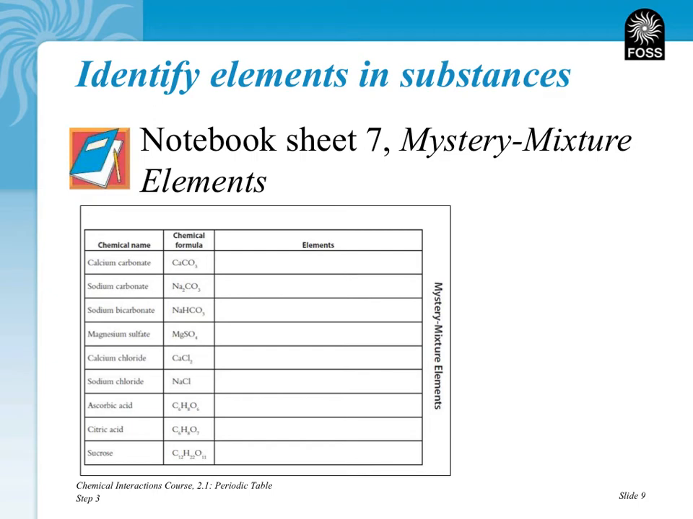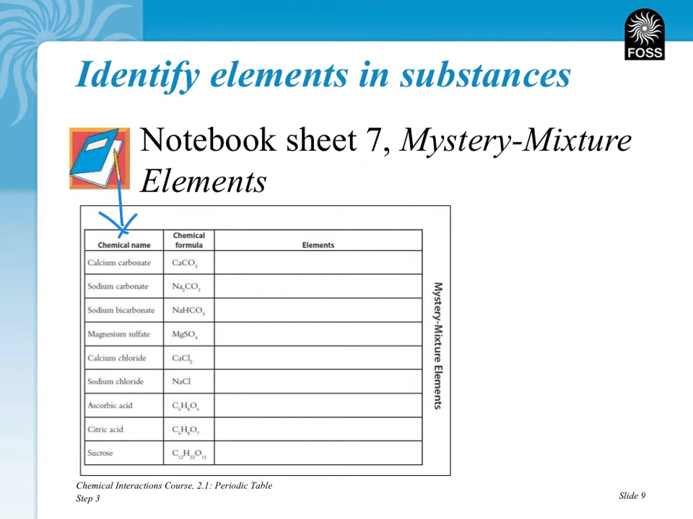So what I want you to do next is you should have Notebook 7 sheet, the mystery mixture elements. You looked at all of those different chemicals, and when you did, you looked at their chemical name: calcium carbonate, sodium bicarbonate, magnesium sulfate, calcium chloride, sodium chloride, ascorbic acid, citric acid, and sucrose. Each one of those is its chemical name, and you also learned some of the more common names. Citric acid, sucrose was sugar, calcium carbonate, limestone, chalk, washing soda, some of those other ones.